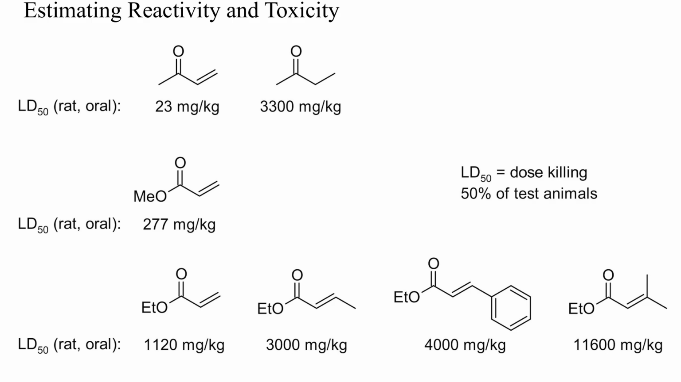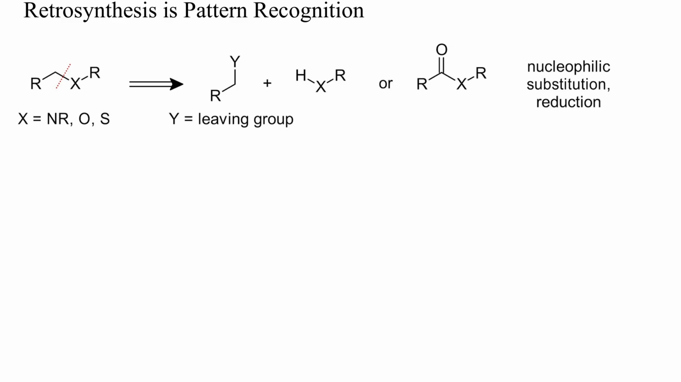If we compare the toxicity of electron-deficient alkenes, we see an almost perfect correlation between chemical reactivity and toxicity. Vinyl ketones and acrylates are the most reactive and the most toxic, while substituents at the beta position strongly decrease reactivity and toxicity. When analyzing target molecules, one obvious bond to cleave retrosynthetically are heteroatom carbon bonds.